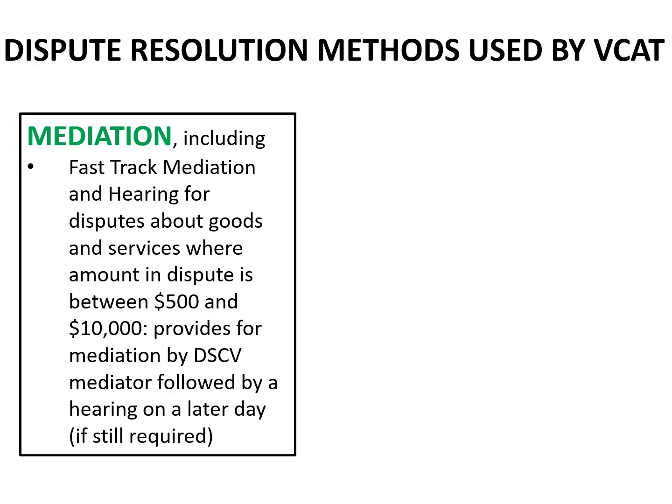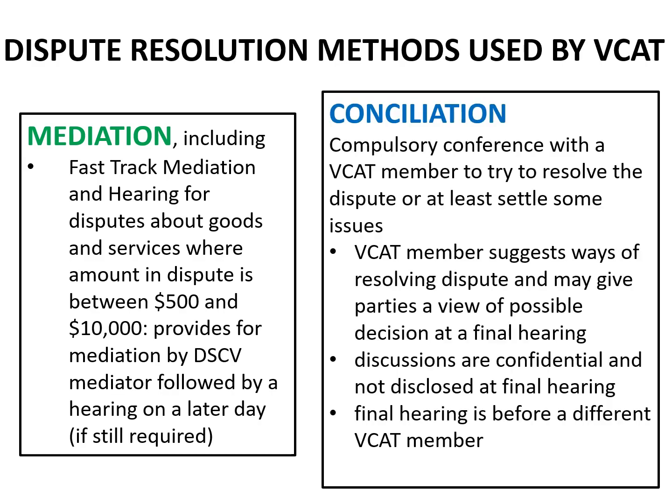The second dispute resolution method that VCAT uses to resolve civil disputes is conciliation. VCAT does this when it requires the parties to attend a compulsory conference before a VCAT member. The VCAT member acts as a conciliator by helping the parties with suggestions as to how they can resolve their dispute, or at least settle some of the issues that are in dispute between them.